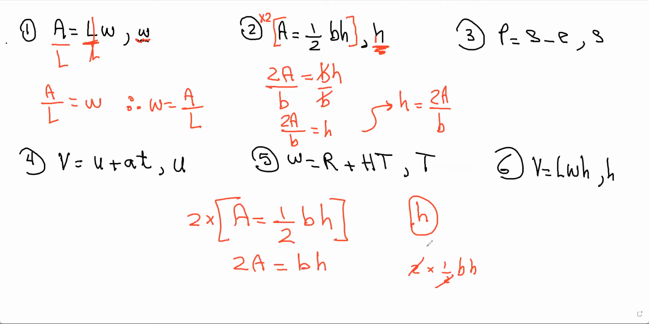Now, again, I haven't isolated the H completely yet. So to isolate the H, I have to divide both sides by B. So this B cancels this B, and then I have 2A over B equals H, which is right here. And then I just rearranged it, started with the H first, so that I read it from left to right.